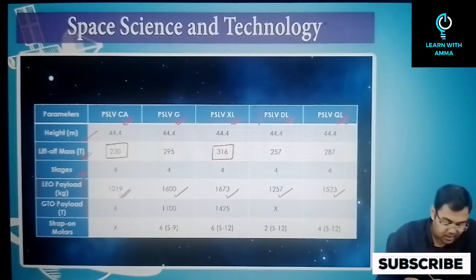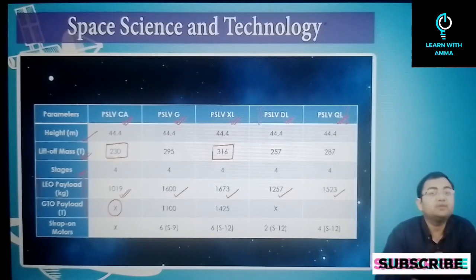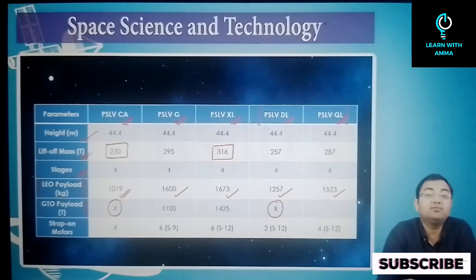So in that case, PSLV CA is not capable because of the fact that it is core alone variant, meaning that it does not have the extra amount of thrust. So that's why it will not be able to carry payload to GTO. Similarly, for DL also we see the same thing, that DL will not be able to carry payload to GTO.